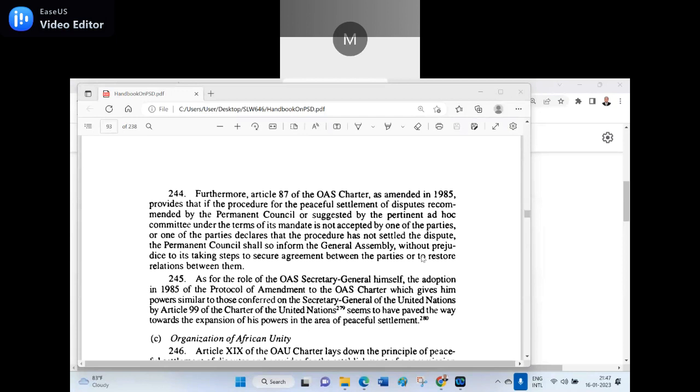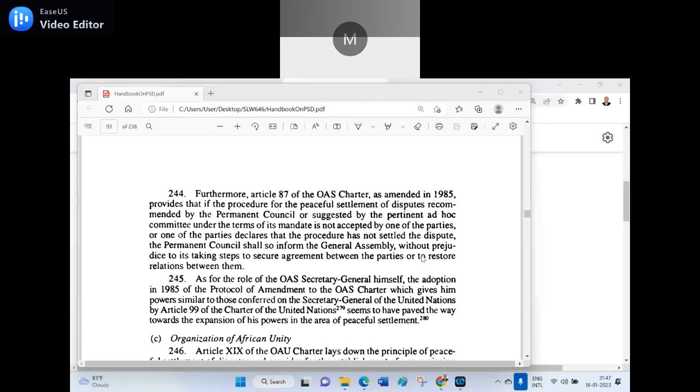Furthermore, Article 87 of the OAS Charter, the Organization of American States Charter, as amended in 1985, provides that if the procedure for the peaceful settlement of the dispute recommended by the Permanent Council or suggested by the Permanent Council's ad hoc committee under the terms of its mandate is not accepted by one of the parties, or one of the parties declares that the procedure has not settled the dispute, the Permanent Council shall so inform the General Assembly, without prejudice to taking steps to secure agreement between the parties to restore relations between them.